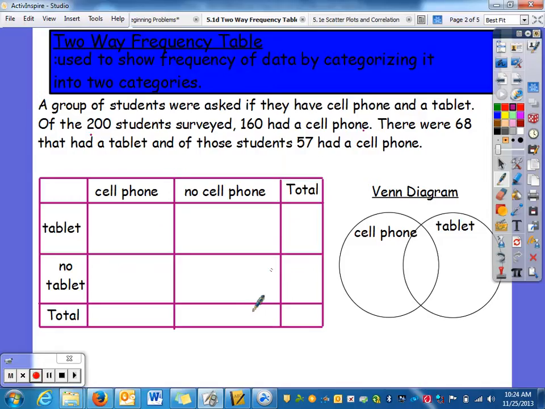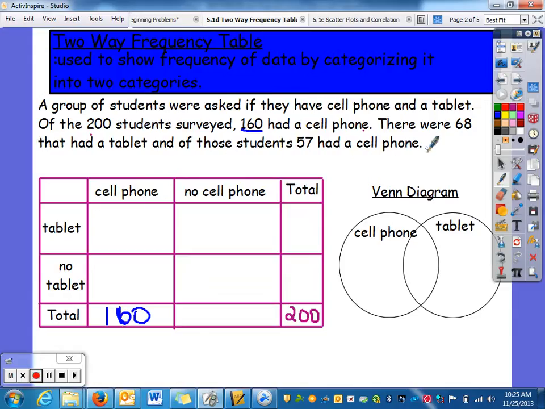We know there's a total of 200 students. So 200 would go right here. In fact, let me switch colors so you can see it a little better. Alright, so look at the other one. We know there's 160 students that have a cell phone. So I can put 160 here. There's a total of 160 students that have a cell phone.